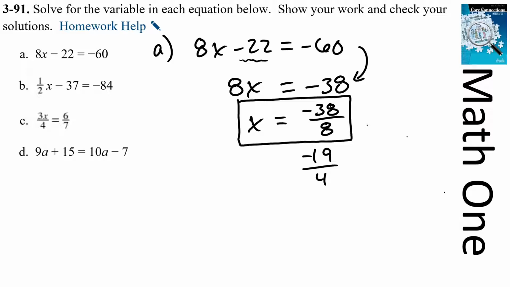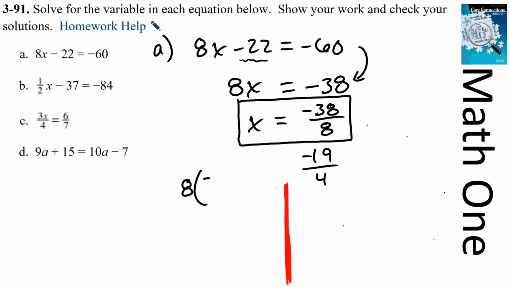The next thing I'm going to do is a check. When I'm doing a check, I like to put a line down the middle of my page, because I'm just verifying what's on the left-hand side and the right-hand side. And you're not really allowed to move across the sides. You're just allowed to evaluate what the left and the right-hand side are. So on the left-hand side, I have 8 times x.